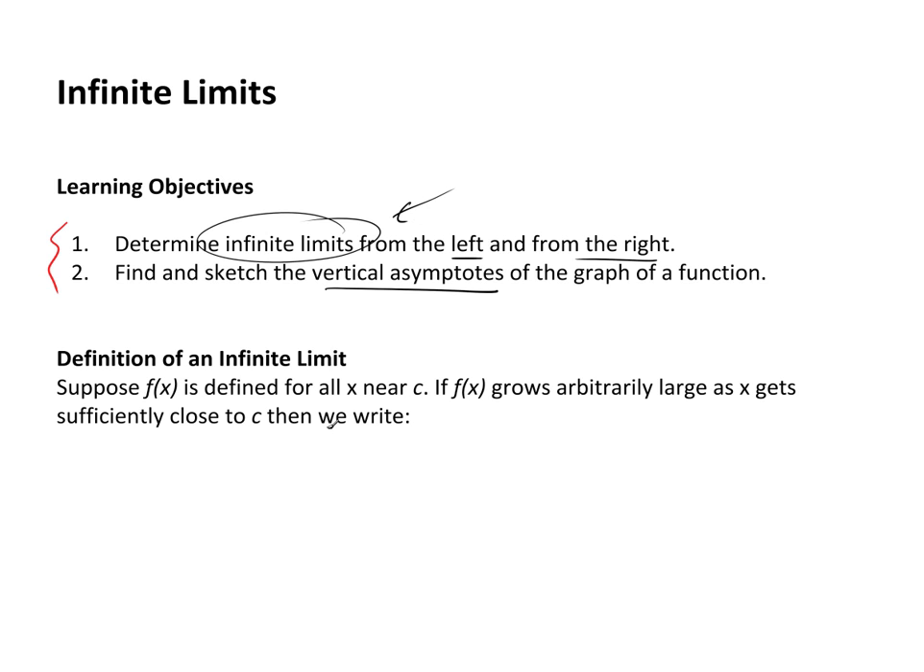Let's start off with the definition. Now suppose f of x is defined for all x near c. If f of x grows arbitrarily large as x gets sufficiently close to c, that means I'm getting infinitely close to c, then what we write is the limit as x approaches c of f of x is equal to infinity. This is saying the thing blows up. And actually the term "it blows up on you" is a common term in calculus, and that makes reference to the fact that you're taking a limit and it goes to infinity.